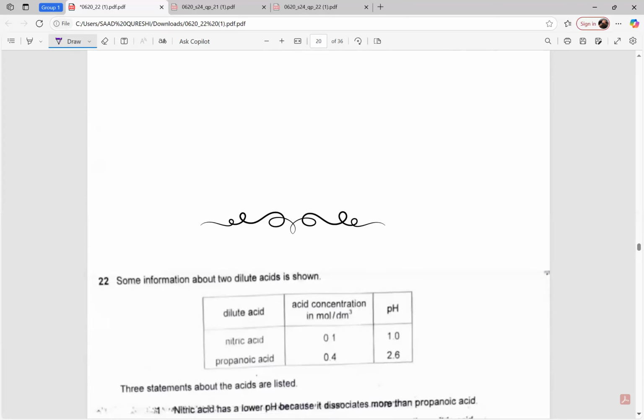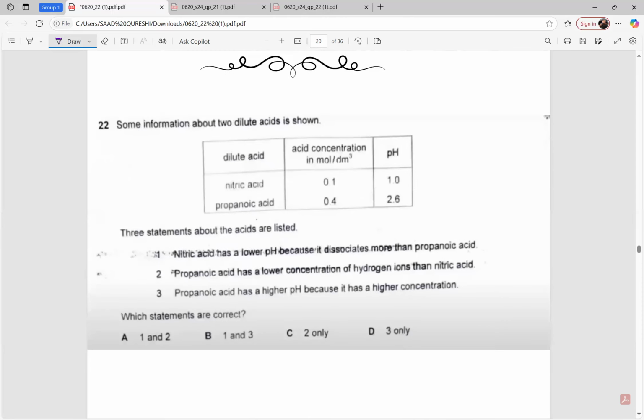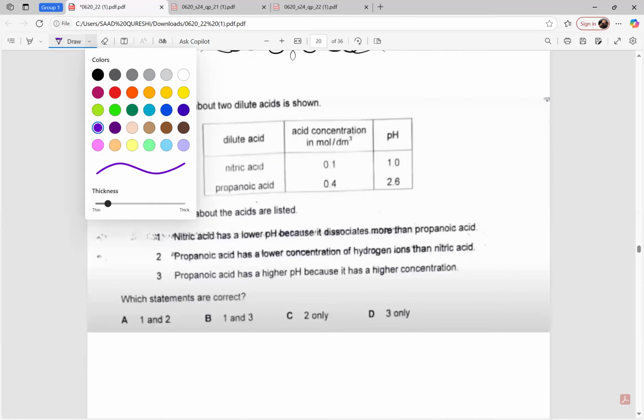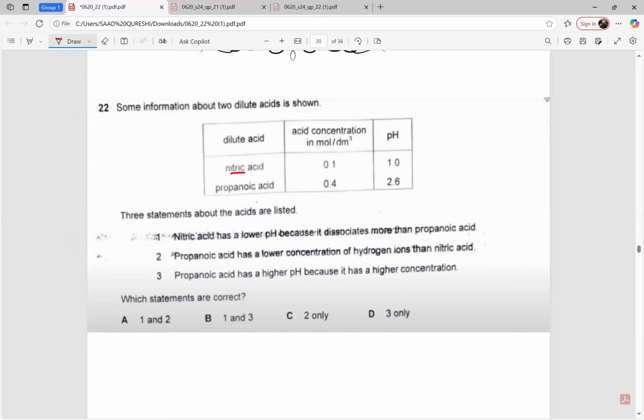Some information about two dilute acids is shown, nitric acid and propanoic acid. So there are two acids, nitric acid, you can see 0.1 concentration, but the pH is 1. Propanoic acid, 0.4 concentration, and the pH is 2.6. Which statement about acids are correct? Nitric acid has the lower pH because it dissociates more than propanoic acid. Yeah, the one which has a low pH, it means it's a strong acid and it dissociates completely. So it dissociates more than propanoic acid.